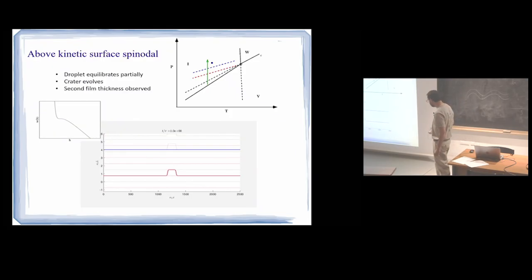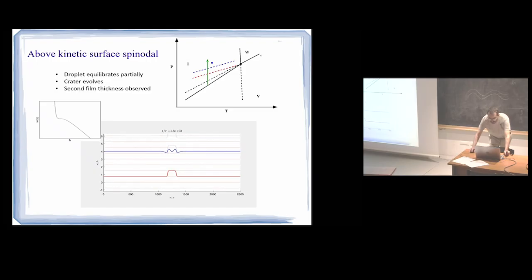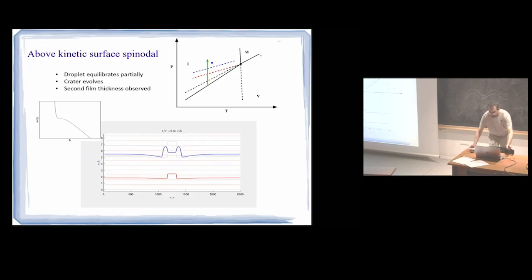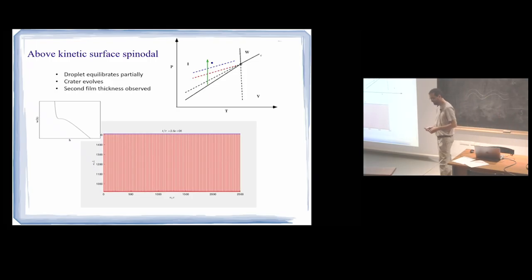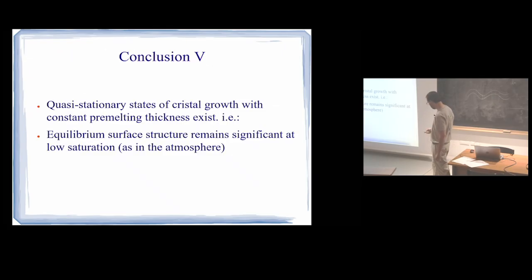Then, for example, if you are above the stability limit, you'll get the same step and you will form the same thing, but then eventually it becomes wild. Okay? I have very nice films, but no time to show them. Okay. So, quasi-stationary states of crystal growth with constant pre-melting thickness can exist. And this means that my equilibrium study is good for understanding the pre-melting and the growth of crystals.